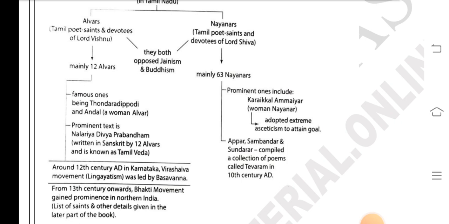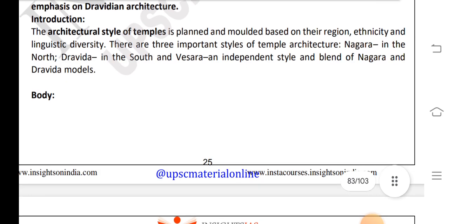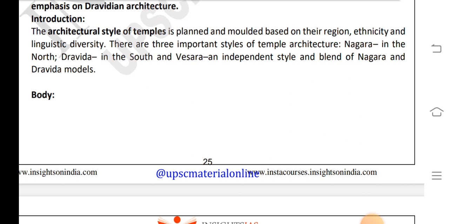From the 13th century onwards, the Bhakti movement gained prominence in northern India, and the list of the saints and other details are given in the latter part of the book. Nayanars, Tamil poets, saints and devotees of Lord Shiva, mainly the 63 Nayanars. Prominent ones include Karaikkal Ammaiyar, and women Nayanars adopted ascetic existence. Appar, Sambandar and Sundarar compiled collections of poems called the Tevaram, around the 10th century AD.